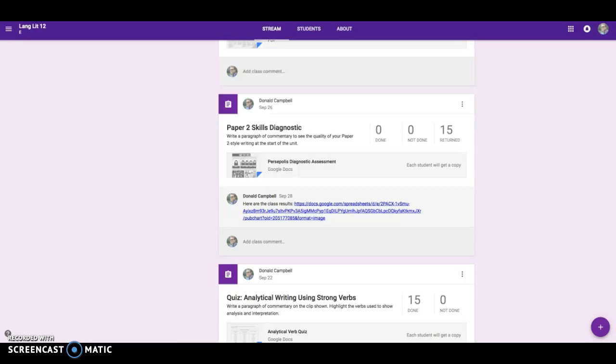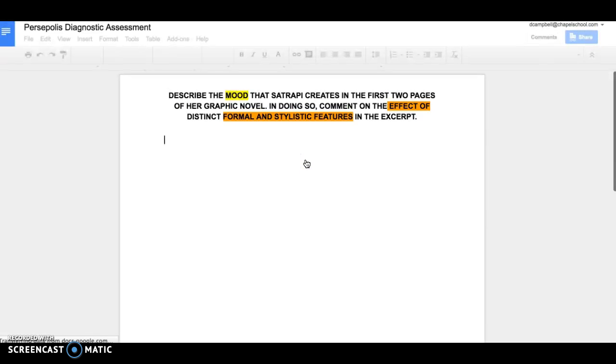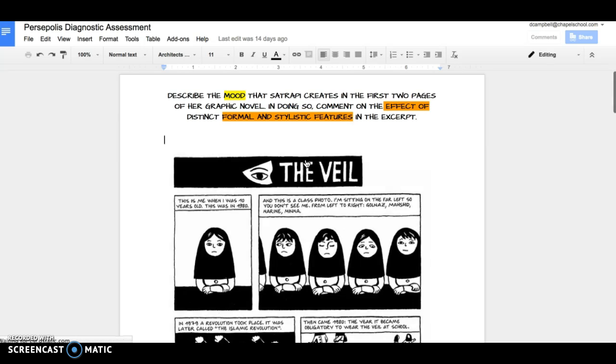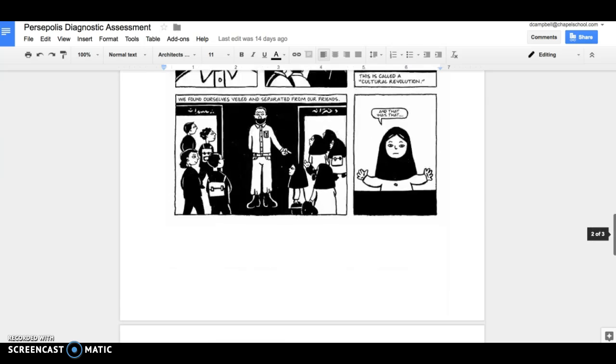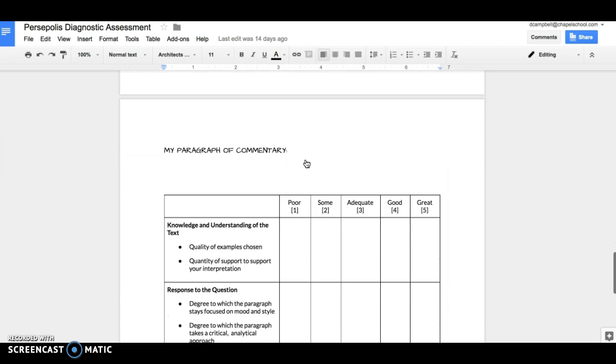So I wanted to share with you the diagnostic assessment that I used with my 12th graders. It was to prepare them for an IB Paper 2, which is comparative commentary. So starting by looking at the assessment itself, students had a prompt and were asked to write a paragraph.